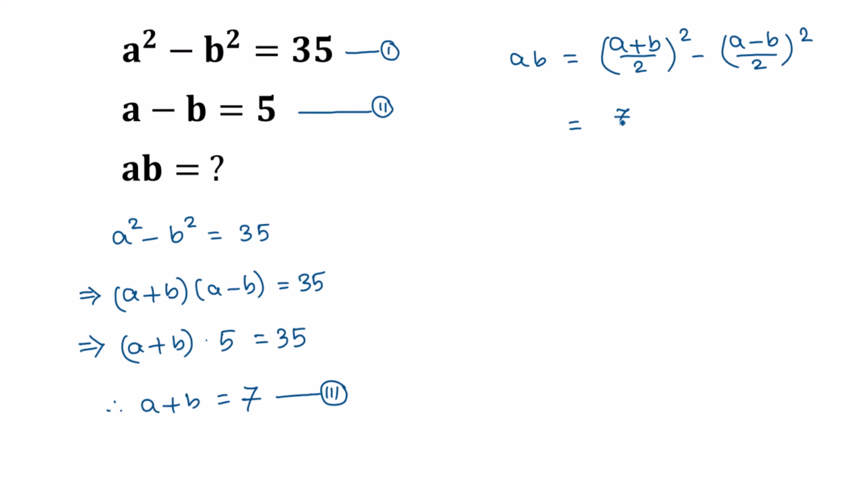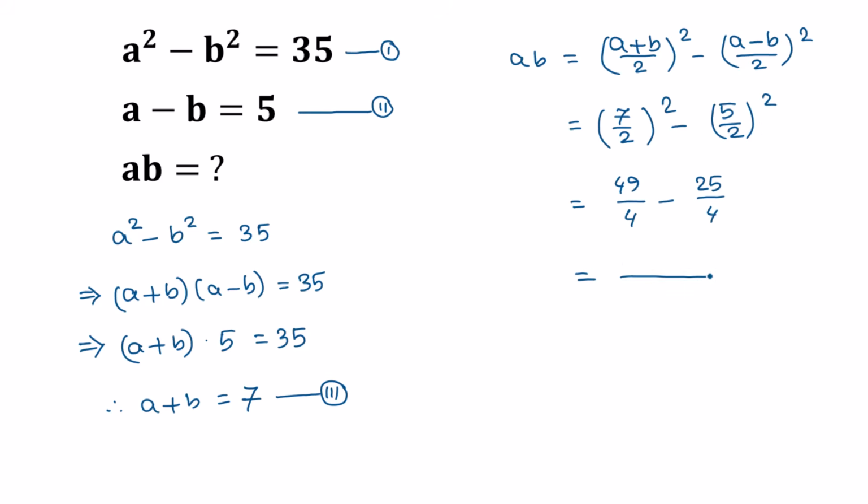We can write 7 over 2 and this square, minus a minus b. We have a minus b is equal to 5 from equation 2. So 5 over 2 and this square is equal to 7 square, this is 49, over 2 square, this is 4, minus 5 square, this is 25, over this 2 square is 4.